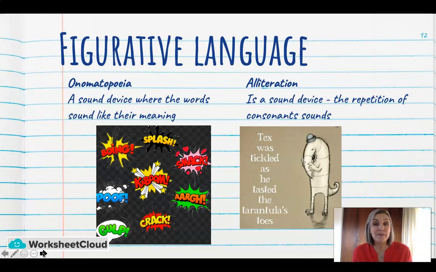Your next one is onomatopoeia and alliteration. These two are sound devices. So onomatopoeia is where the words sound like their meaning. Splash, crack, hiss, splat, gulp. And then alliteration is the repetition of consonant sounds, like Tex was tickled as he tasted the tarantula's toes, that T, T, T consonant sound. You obviously don't have to have it throughout a sentence. It could even be in the beginning. Tex was tickled as he tasted the tomato sauce.